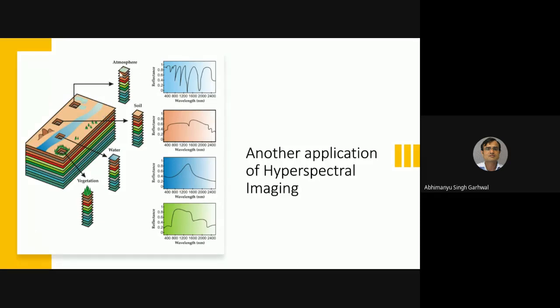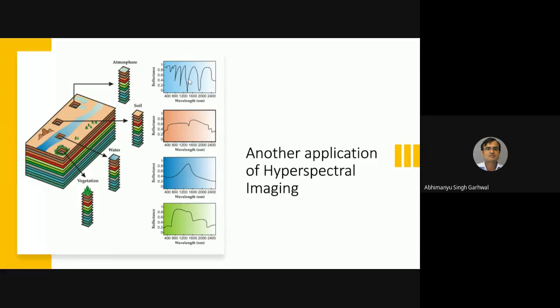Suppose we captured 235 wavebands. That means these are the pixels at different wavelengths for the atmosphere. These are the pixels of the soil at different wavelengths. Again, these are the pixels for the water at different wavelengths. And these are the pixels for the vegetation at different wavelengths. And you can see the spectral information of the atmosphere, soil, water, and the vegetation is completely different.